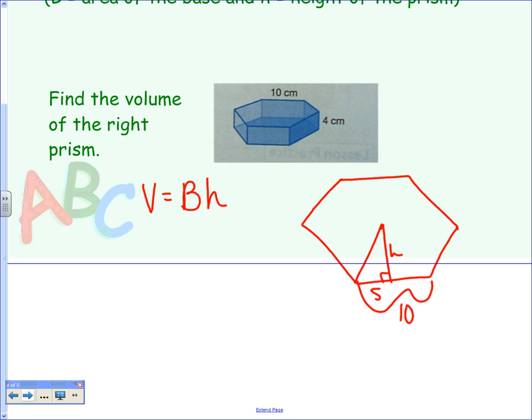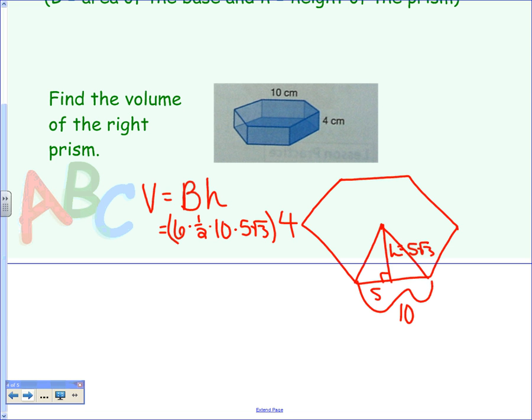What did y'all get for your height on this one? 5 square roots of 3. So for the base, how many triangles like this do you have? 6 of them. And then 1/2, what is the base? And then the height. So that's the area of the base, right? And then what is the actual height of the prism? 4. So all of that times 4.